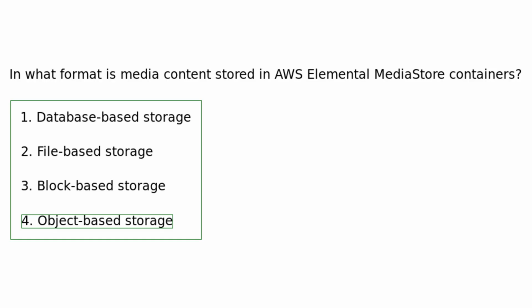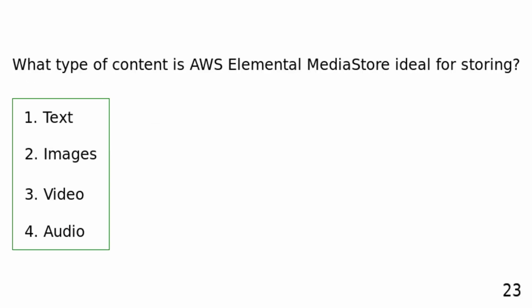of video files. What type of content is AWS Elemental MediaStore ideal for storing? Text, images, video, audio. AWS Elemental MediaStore is specifically designed for storing video content, making it ideal for media streaming applications.